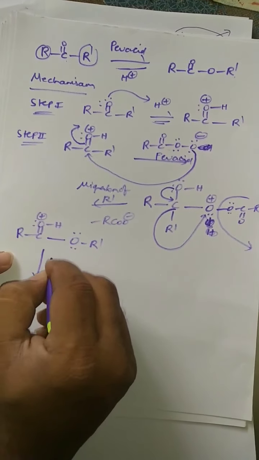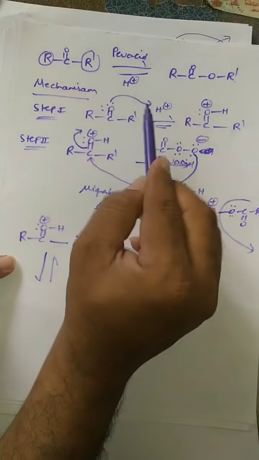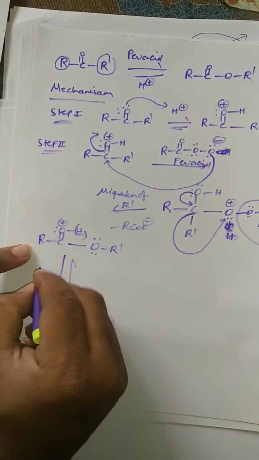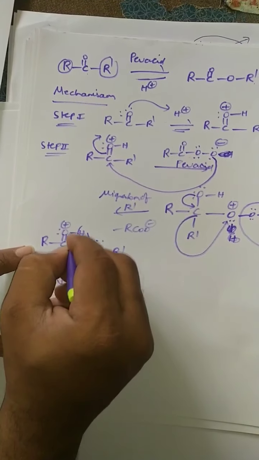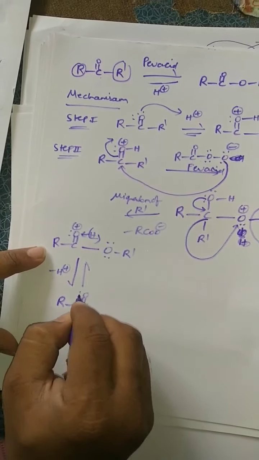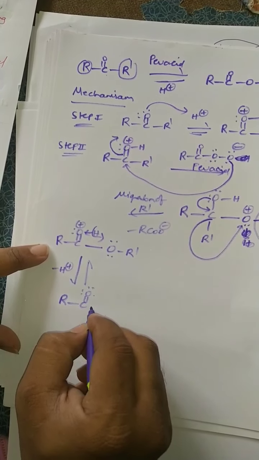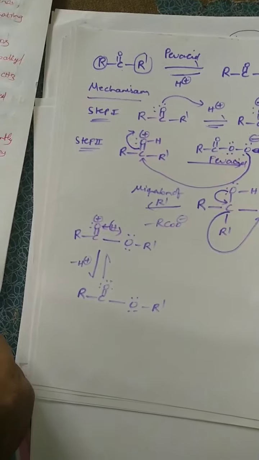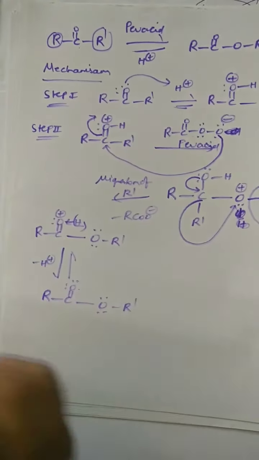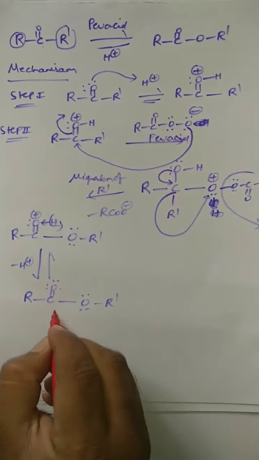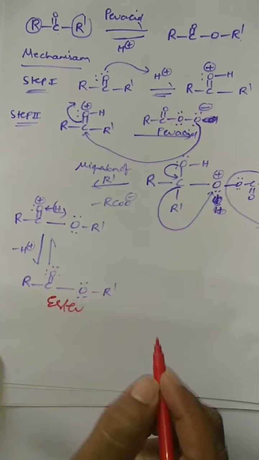In the last step, what is a catalyst in the starting? At the end of the reaction, the catalyst should be recovered, H plus. From here H plus will come out, minus H plus, oxygen withdraws electrons, and finally what you are going to get, students? R, C double bond O, OR dash. Directly you will get ester. So this is the process of conversion of ketone to ester. This is ester.